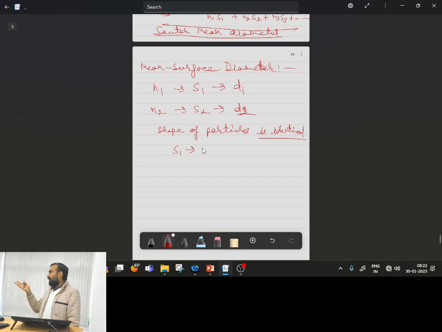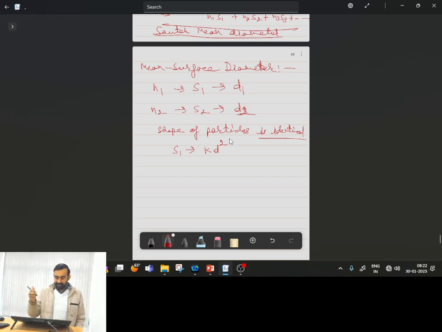For example, if you have a sphere, what is the surface area of a sphere? 4 pi r square. Okay. So likewise, here what will be happening? I will be having some constant factor, and that constant factor will be multiplied with the square of the size to characterize the surface area of the particle.